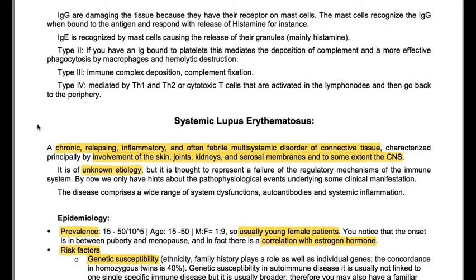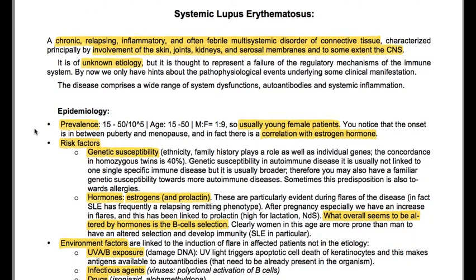Systemic lupus erythematosus is a chronic relapsing inflammatory and often febrile multisystemic disorder of the connective tissue, characterized principally by involvement of the skin, joints, kidneys, and serosal membranes, and to some extent the CNS. It's of unknown etiology, but it is thought to represent a failure of the regulatory mechanisms of the immune system. By now, we only have hints about the pathophysiological events underlying some clinical manifestations. The disease comprises a wide range of system dysfunctions, autoantibodies, and systemic inflammation.